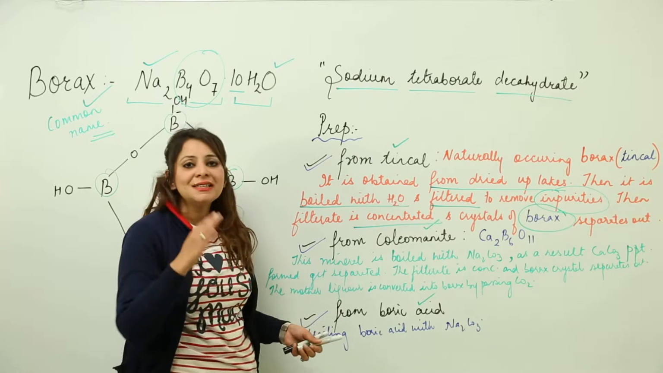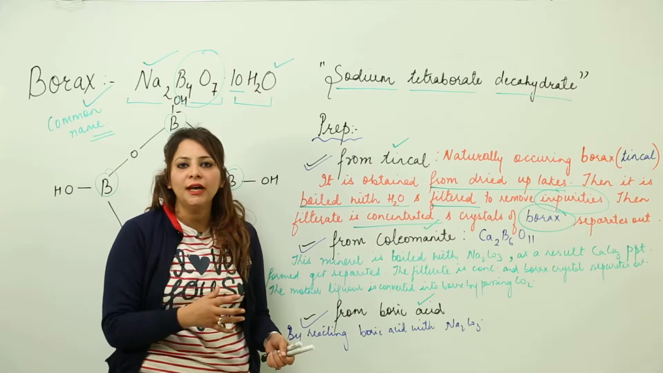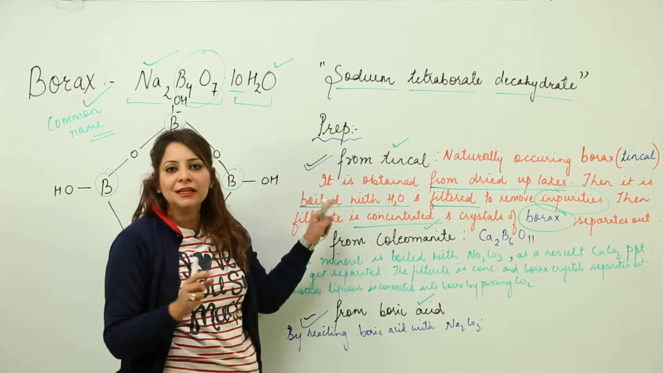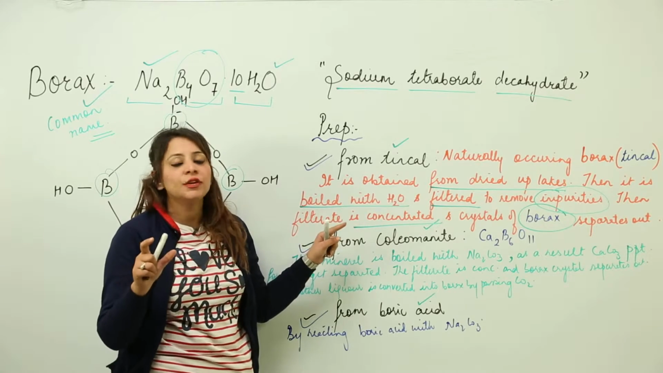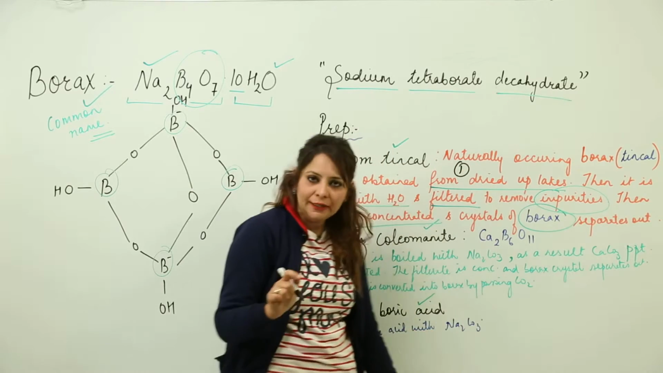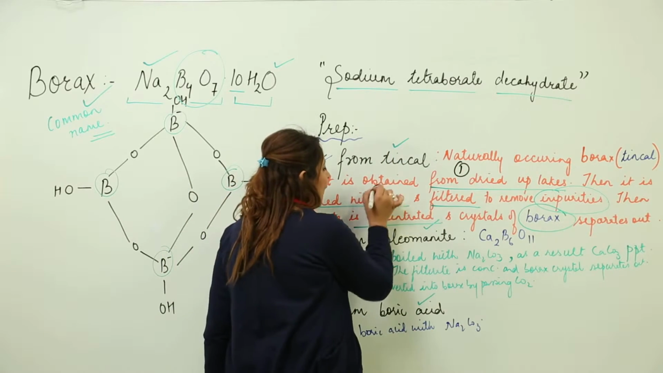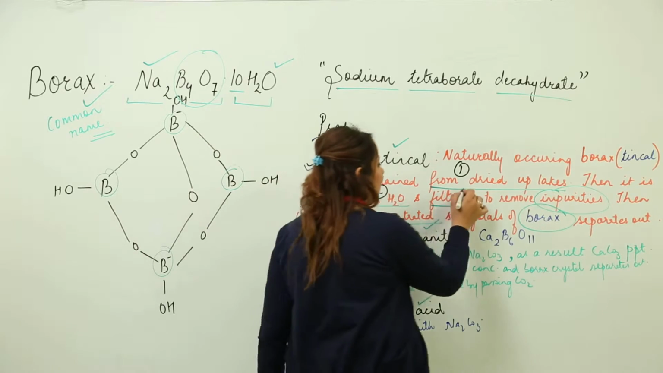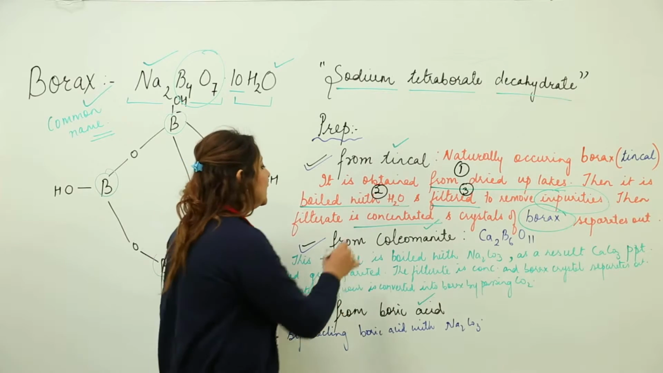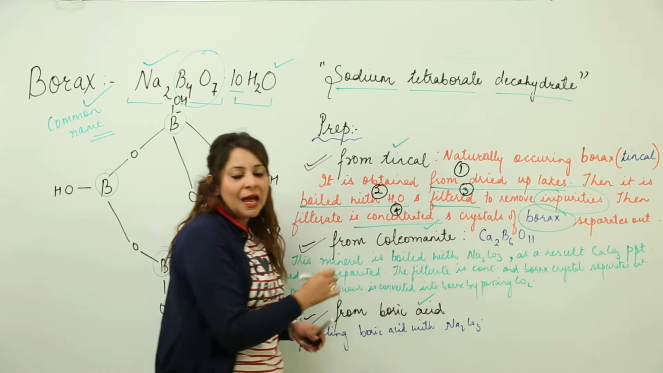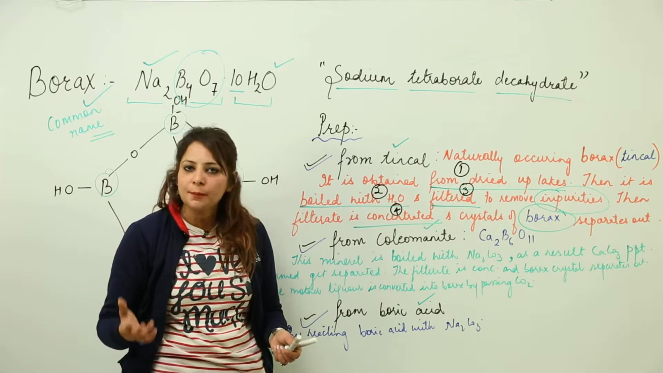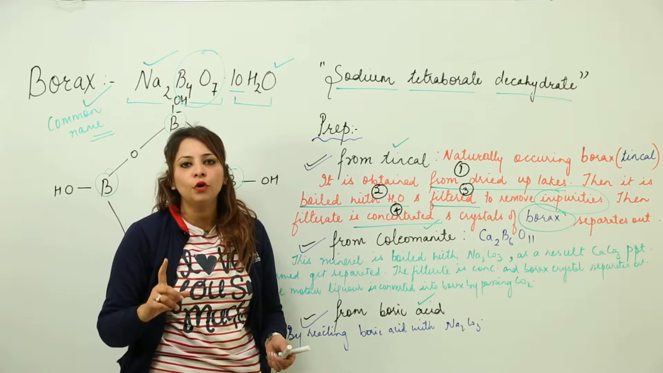So again, what are the steps involved when you obtain the crystals of borax from tincal? We know that tincal is the naturally occurring borax, obtained from dried up lakes. First, collect the tincal from dried up lakes. Second, add water and boil it. Third, filter it in order to remove the impurities. After that, concentrate the filtrate, and you will see the crystals of borax get separated. So this is how you obtain it from tincal.